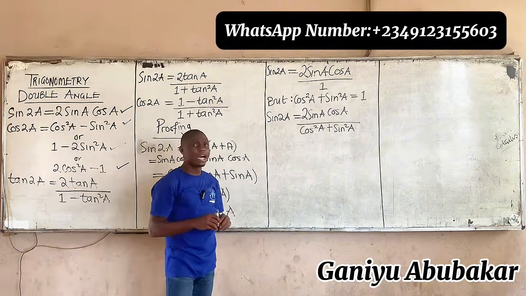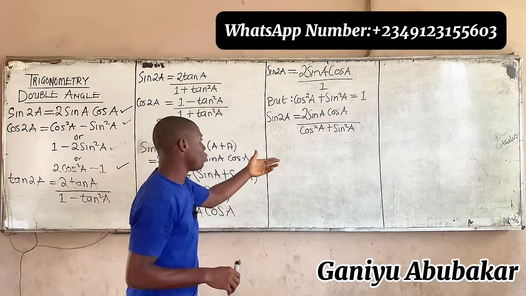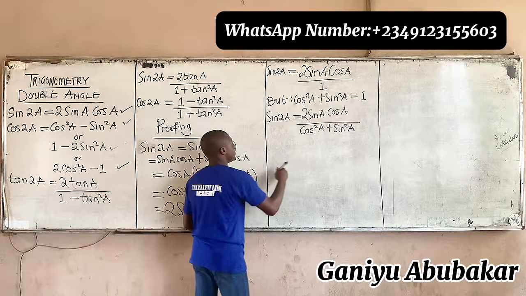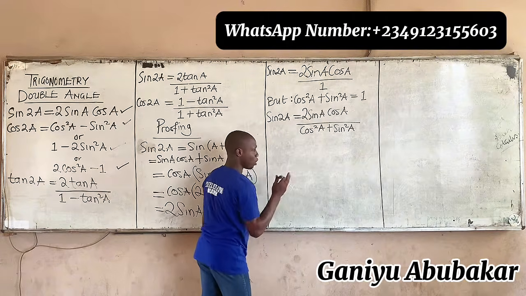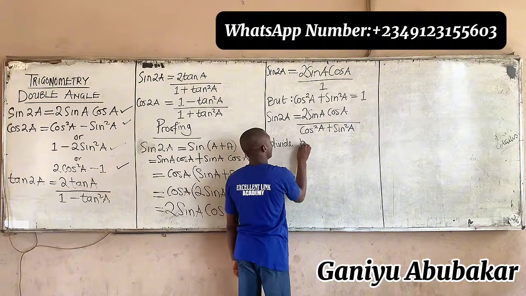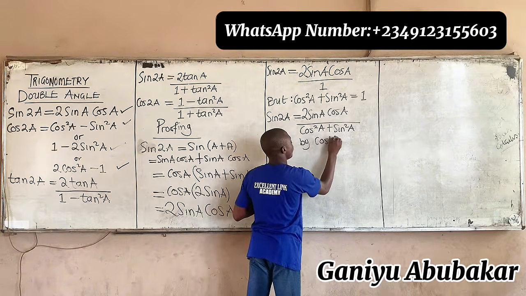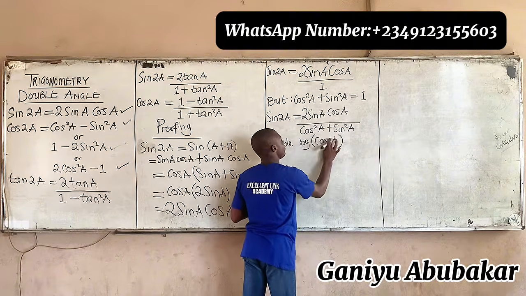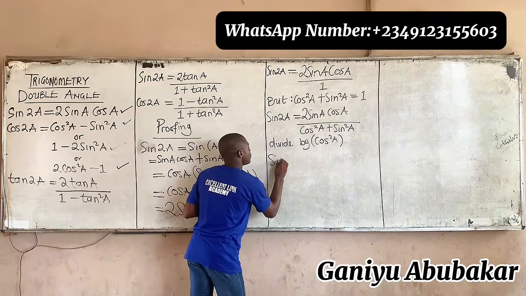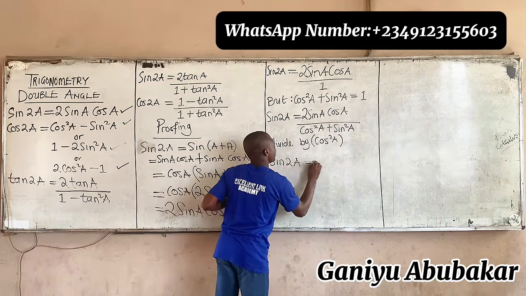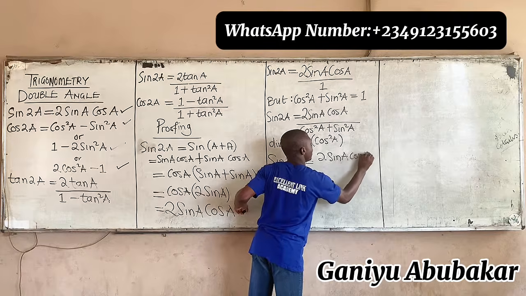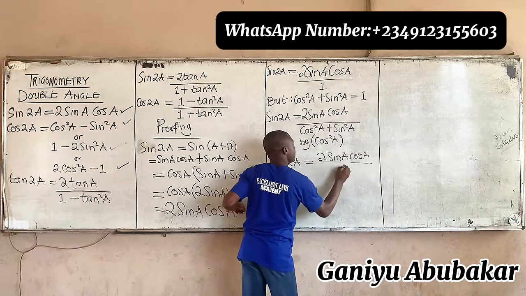Now at this point, after writing the denominator as cos squared A plus sine squared A, the task now is that I will divide each of them by what? Cos squared A. At this point, just master it please. Divide by cos squared A. If I divide by cos squared A, what do I get? I'll start with my numerator. Sine 2A can be expressed as 2 sine A cos A all over, we said divide by what?